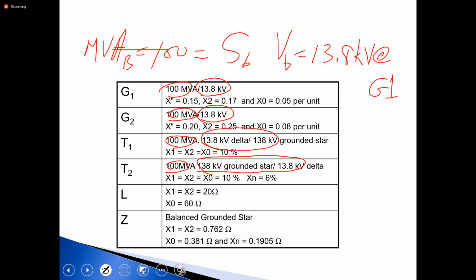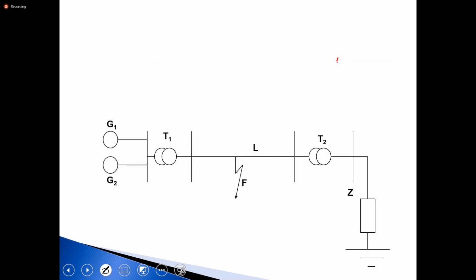For the line, however, because we have made V base 13.8 at G1, it means that the base voltage would be 138 on the line. If you look at T1, this is 13.8, and T1 steps 13.8 up to 138. So it means that 138 would be on the line.